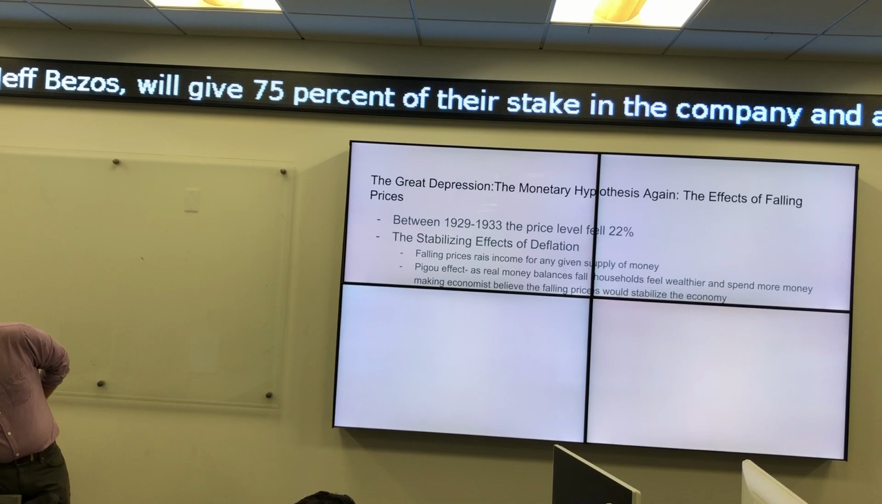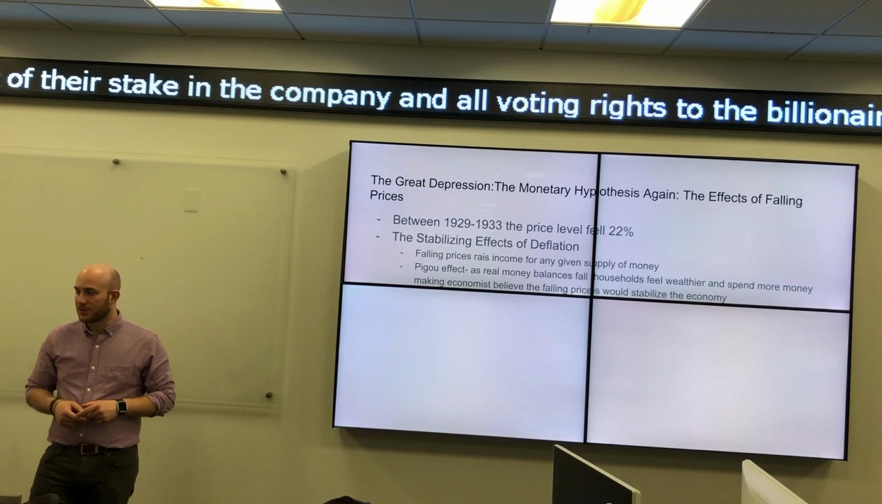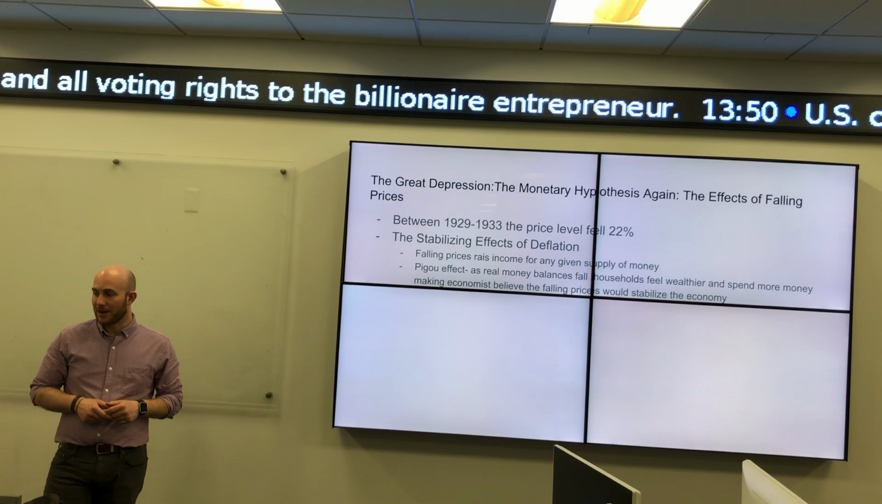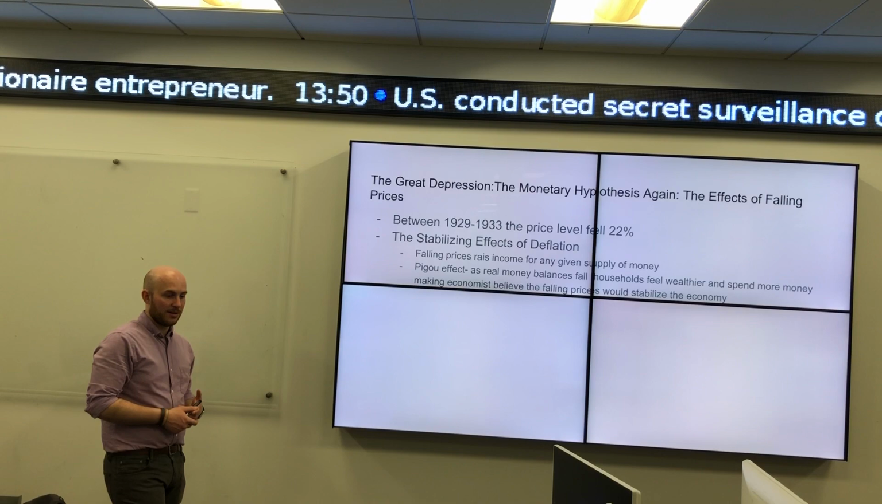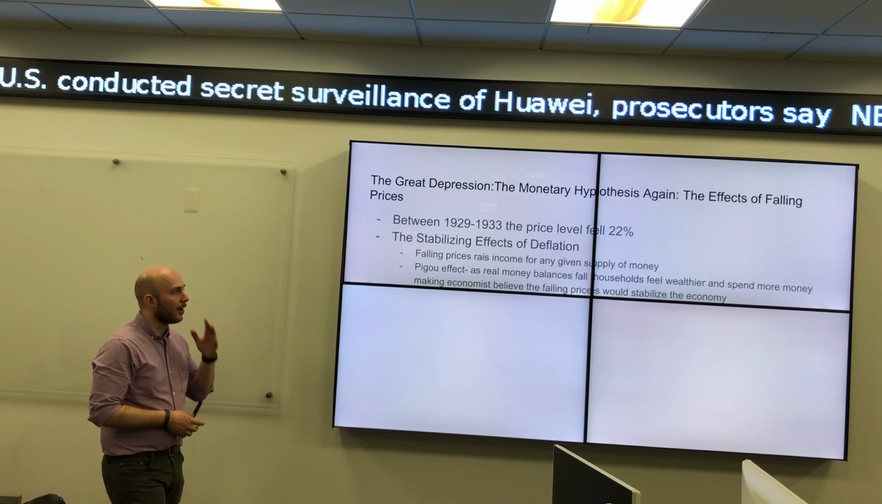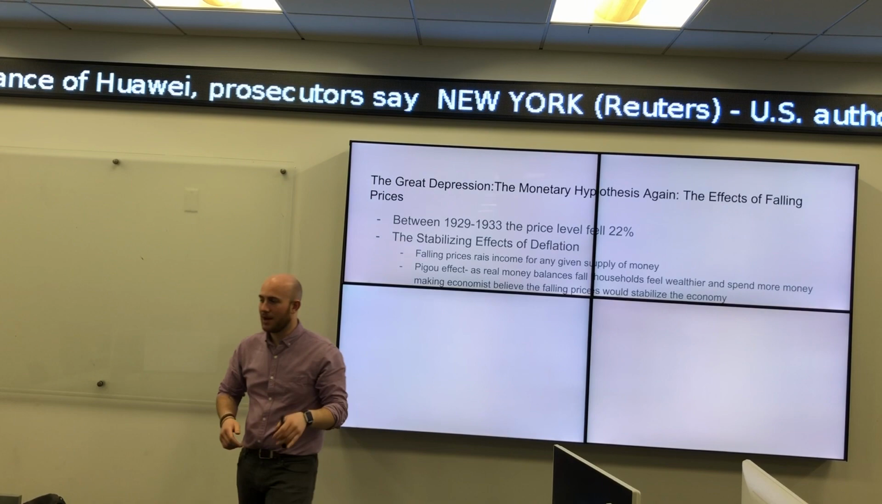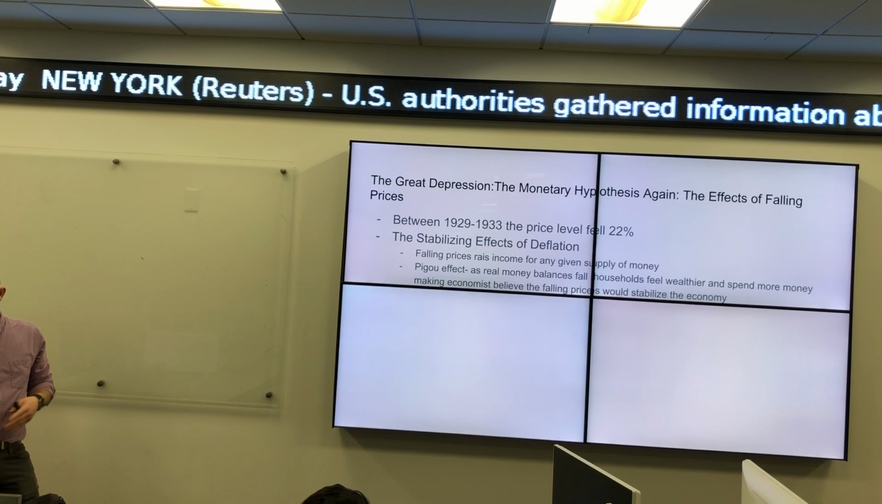Falling prices, Pigou effect. As real money balances rise, households feel wealthier and they spend more money, making economists believe that the falling prices would actually stabilize the economy. That didn't happen. But that's kind of what households do, and then economists are like, no, everything's gonna be fine. It's not. Spoiler alert, we all know how the Great Depression ends. It actually doesn't, but as a result of other things.